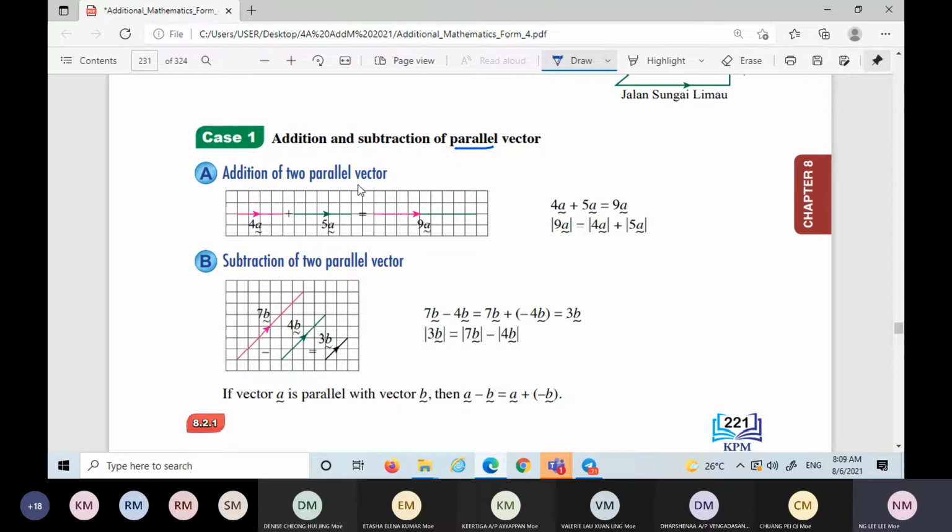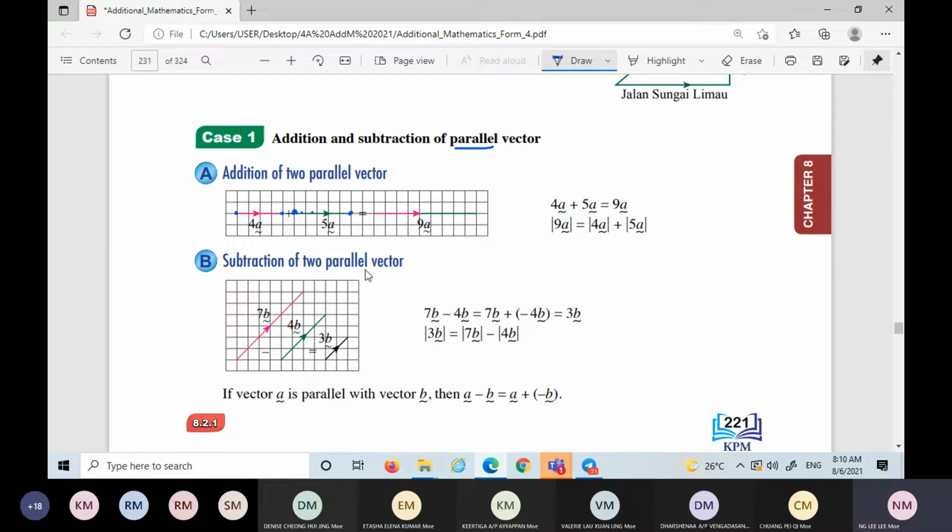Addition of 2 parallel vectors. Here you see from here to here, let us count 1, 2, 3, 4. One small box is A, so 4 boxes here is 4A. Plus, same direction, because it's positive 4A and positive 5A. Here now is 1, 2, 3, 4, 5, from starting point to ending point. 5 boxes. So altogether it will become 9 boxes, and then follow the same direction. So it's positive 9A. If using magnitude, the same thing.